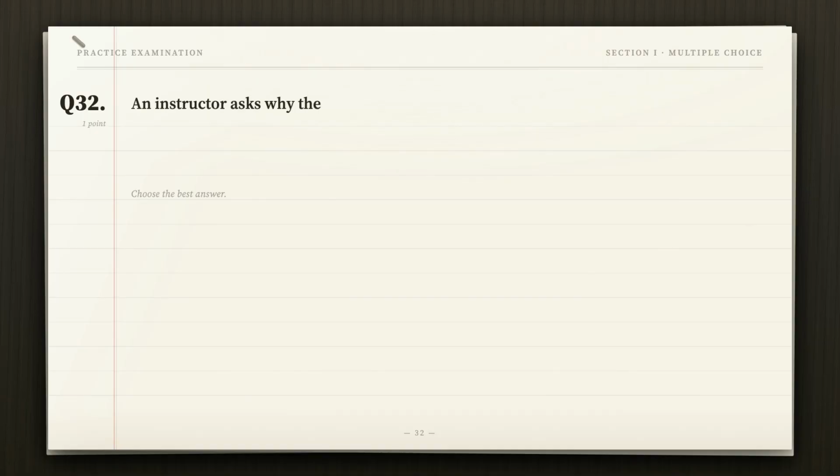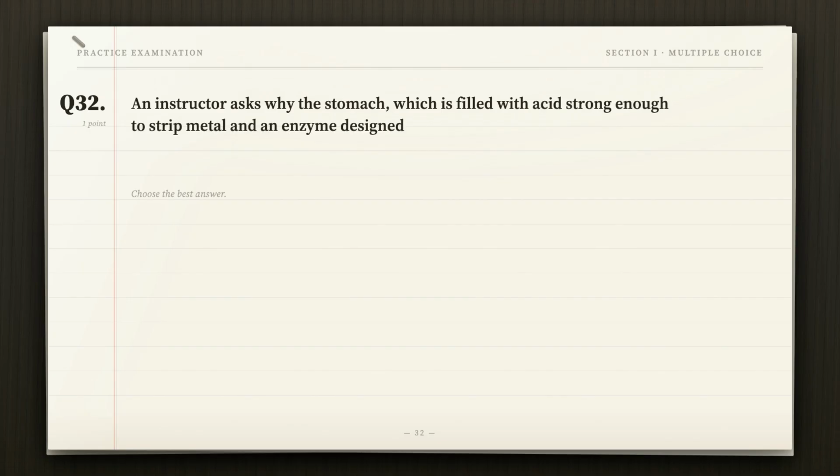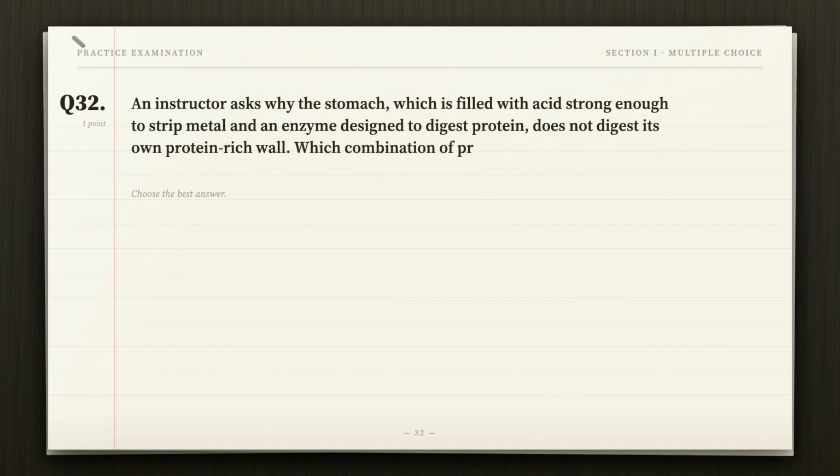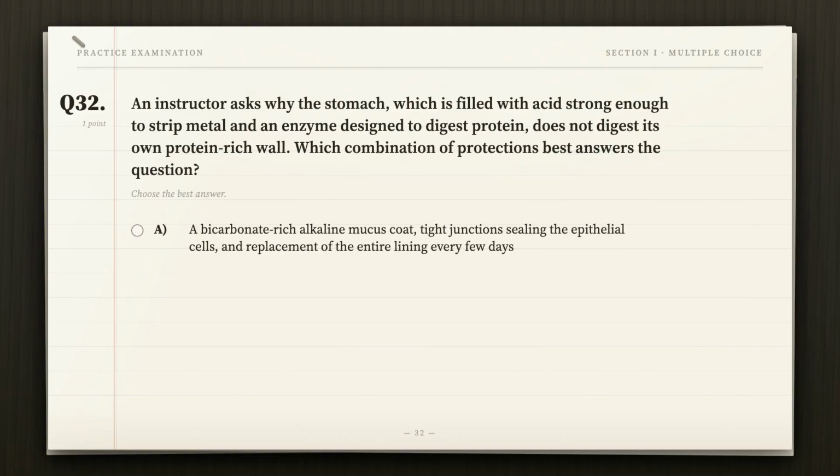Question 32. An instructor asks why the stomach, which is filled with acid strong enough to strip metal, and an enzyme designed to digest protein, does not digest its own protein-rich wall. Which combination of protections best answers the question? Your options are A. A bicarbonate-rich alkaline mucus coat, tight junctions sealing the epithelial cells, and replacement of the entire lining every few days.